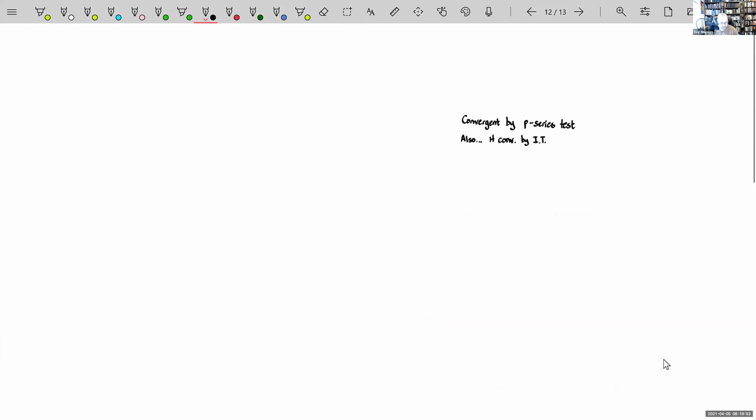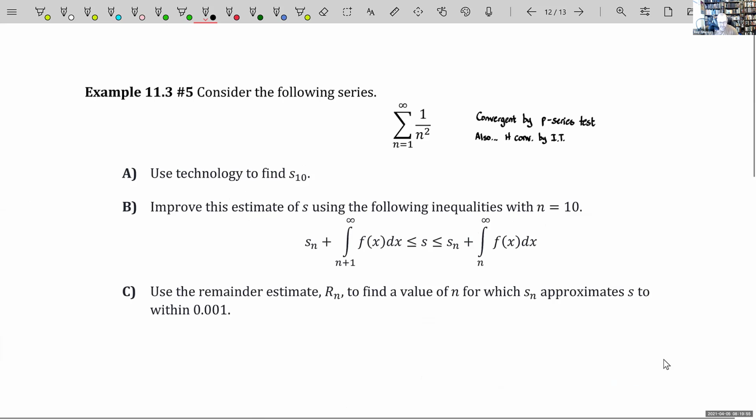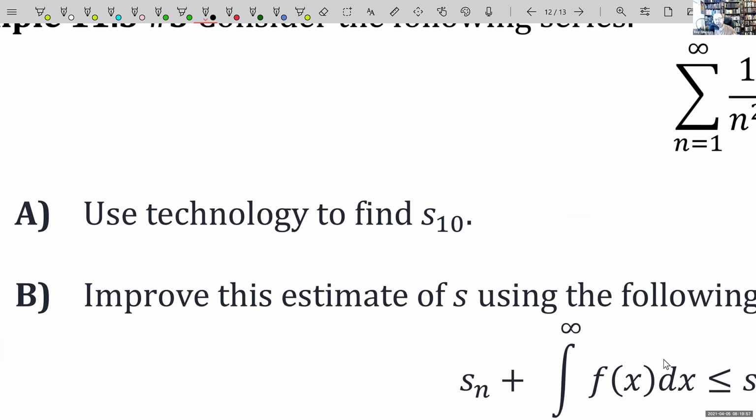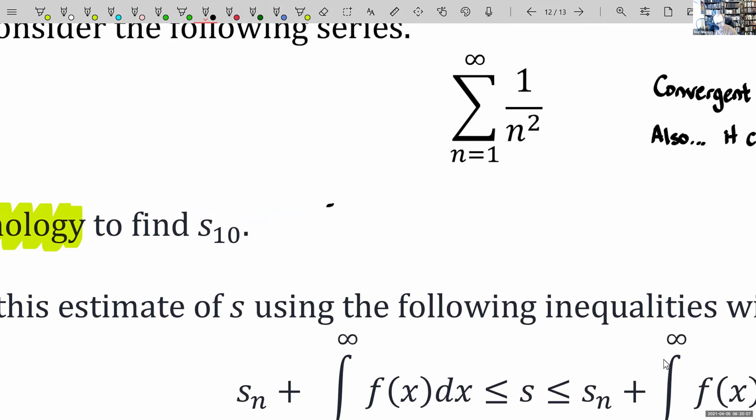Let's go ahead and see how that works. It's really very nice. We'll start by using technology. That's critical here. Use technology to find the sum of the first 10 terms. Now remember, S sub 10 just means I want to know what is the summation. S sub 10 is the summation n equals 1 to 10 of 1 over n squared.